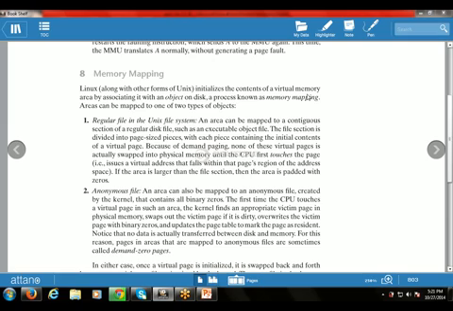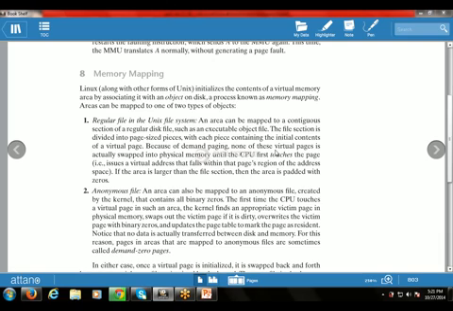An area can be mapped to a contiguous section of a regular disk file, such as an executable object file. The file section is divided into page-size pieces, with each piece containing the initial content of a virtual page. Initial content means the basic content that is used for the virtual page.